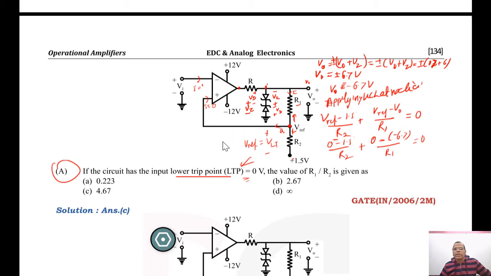So you can see I have to find the ratio of R1 by R2. So R1 by R2 will be equal to 6.7 divided by 1.5, and you can calculate. That will be approximately 4.67. So this is your answer.